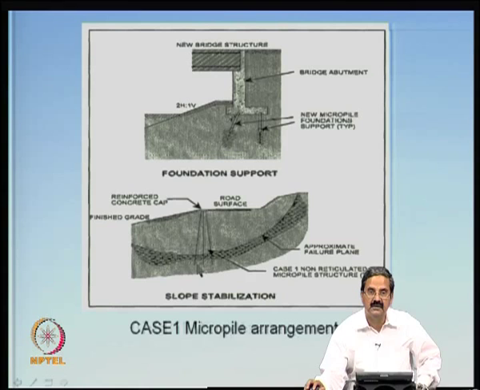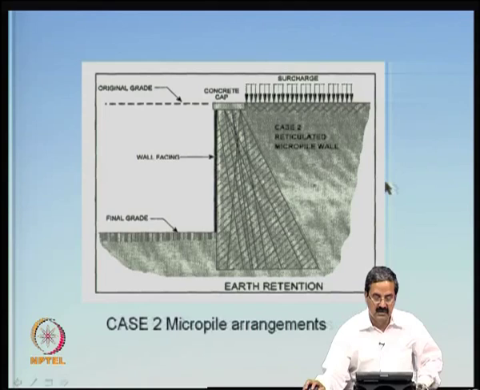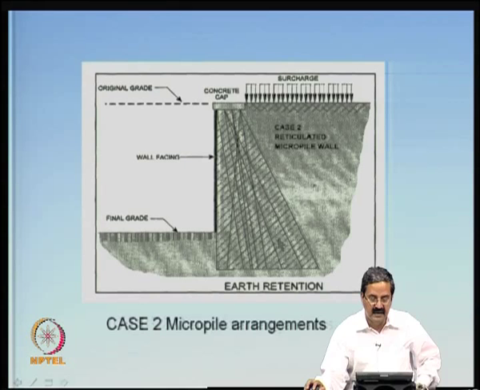This is another classical example of how, instead of having a big retaining wall, you can have a number of piles which are easy to install, and then it can take care of the surcharge as well as air pressure. Wall facing is very minimal, a thin facing is there. What we did was put a lot of reinforcement elements in this vertical direction, and that can act as a very good retention system instead of the regular retaining wall.